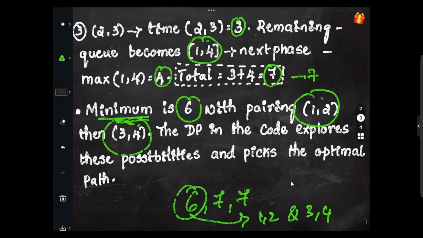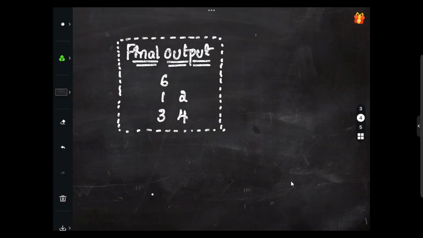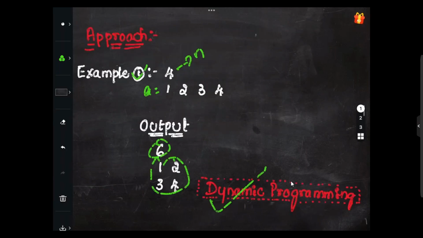So the DP, the dynamic program in the code, will explore these possibilities and pick the optimal path. This one is 1 comma 2 and 3 comma 4, and this itself will be displayed as the output. So min is 6 and the path we got is 1 comma 2 and 3 comma 4. The output that we got here is 6, 1 2, 3 4, which is equivalent to the output mentioned for example 1 in the question, 6, 1 2 and 3 4, right? So our approach works absolutely correctly here. As we are completely familiar with the approach, let's do one thing.